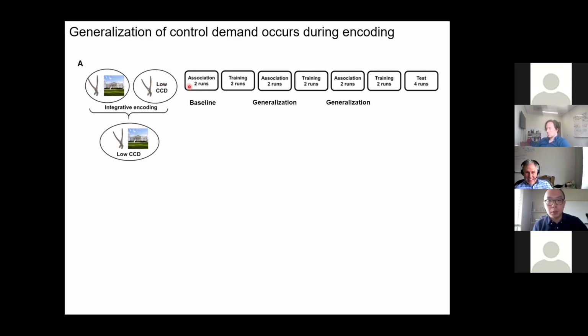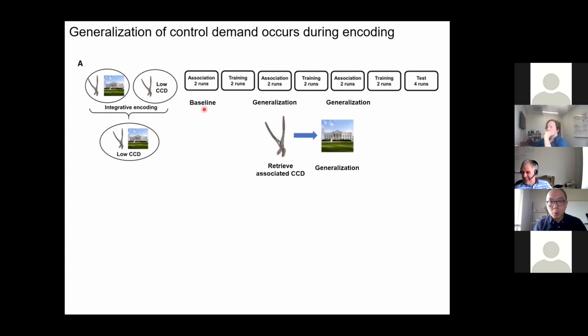So for those two rounds, we know for sure that no generalization could happen. And then for the later association rounds, because they occurred following the first two training rounds, they have both ACs and ABs. So generalization could happen in those four rounds. Therefore, we can compare neural activity in those four rounds to the first two rounds. So that's going to be one contrast we will use.